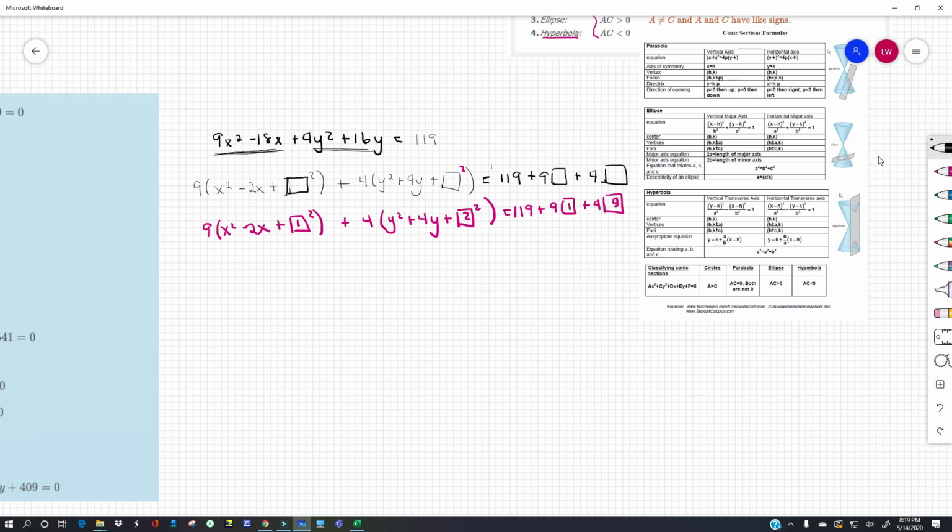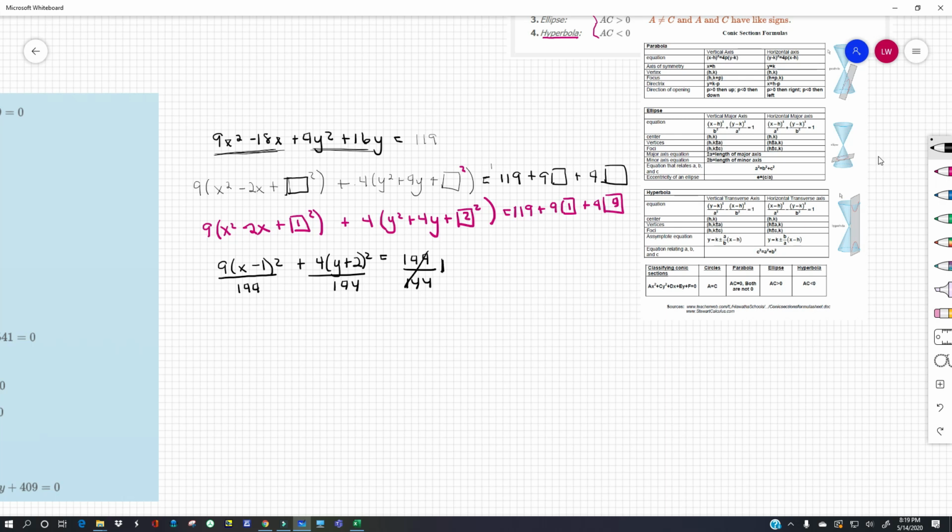All right, so this is going to give us 9 times x minus 1 squared plus 4 times y plus 2 squared equals 119, let's see, 16 and 9 is 25, so 119 is 144. Right? And remember, we have to have a 1 on this side, right? So that means we need to divide every term, both sides, by 144. And when we do that, those cancel and we get a 1 on the left.